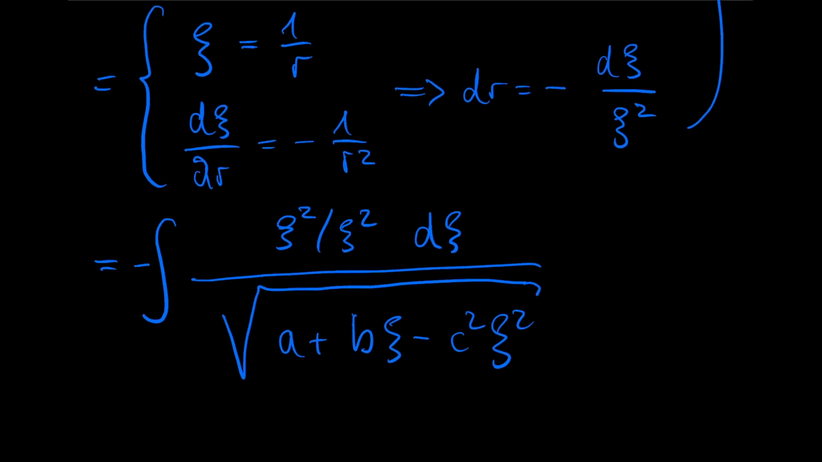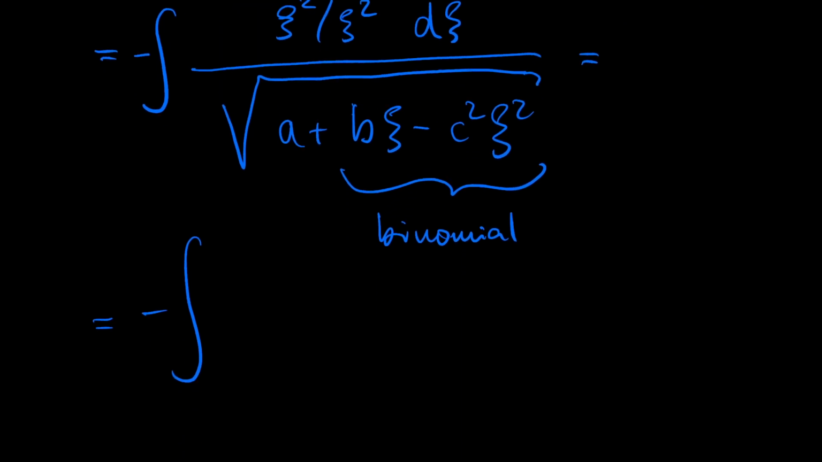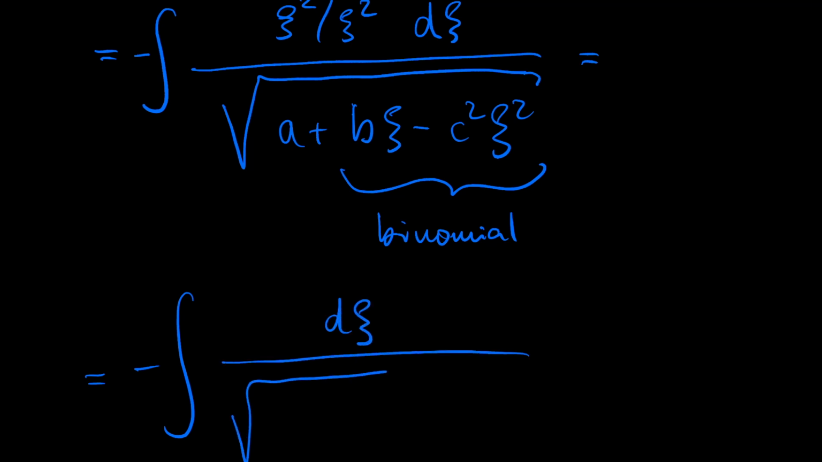Alright, now I'm gonna rewrite this part here a little bit. Because this reminds me a little bit of a binomial formula, but in order to actually apply the binomial formula, I'm gonna put the minus in front of the two terms. So it would be minus the integral of d psi over the square root of a minus, and then we have c squared psi squared minus b psi.